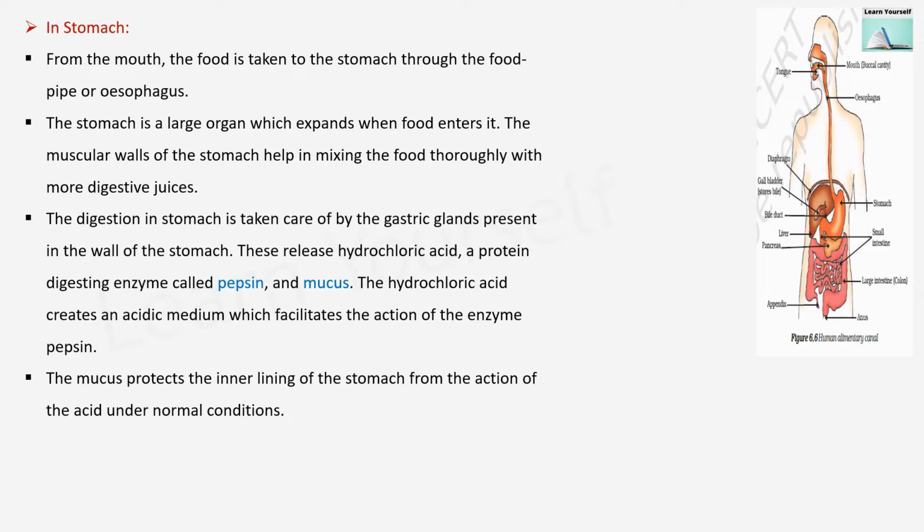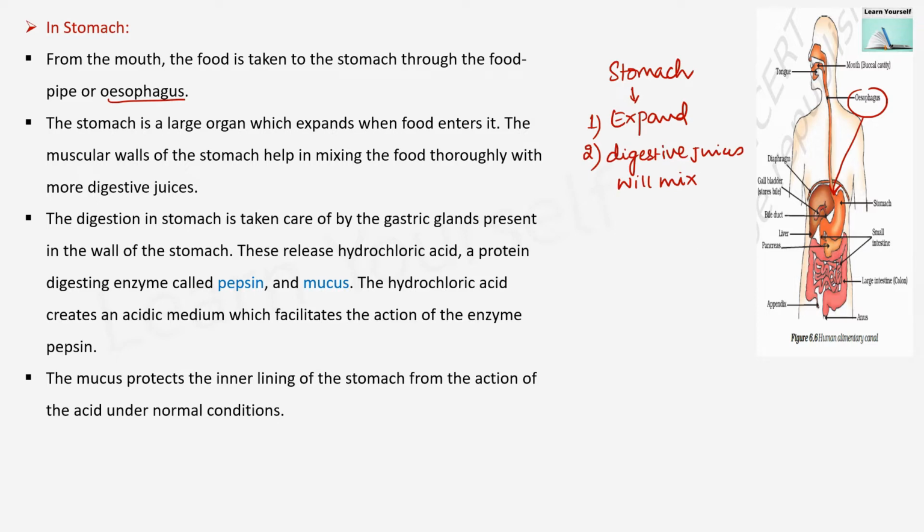So once the digestion process starts from the mouth, salivary amylase will be mixed with the food, through the esophagus it will come to the stomach. Now what will happen in the stomach, that we are going to see in this slide. So first the food will come to the food pipe and through the esophagus it will come to the stomach. Once the food comes to the stomach, the stomach will expand and digestive juices will mix thoroughly.